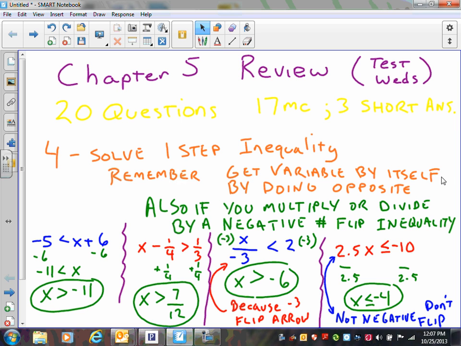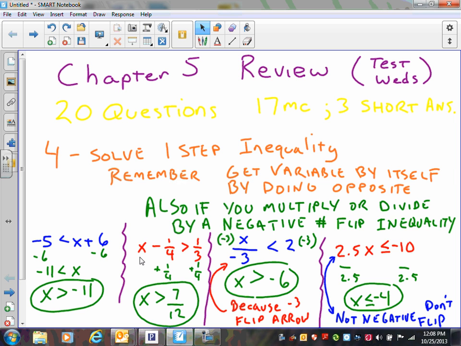Also, if you have to multiply or divide by a negative number, which means like this example right here, the number with the variable is negative, then you have to flip the inequality arrow when you do that. So in this example, we have negative 5 less than x plus 6. We subtract 6 from both sides. We would get negative 11 is less than x. But on the test, it's going to be written with the variable on the left side. So you got to flip the whole thing around. Notice it's still pointing at the negative 11. X is greater than negative 11.